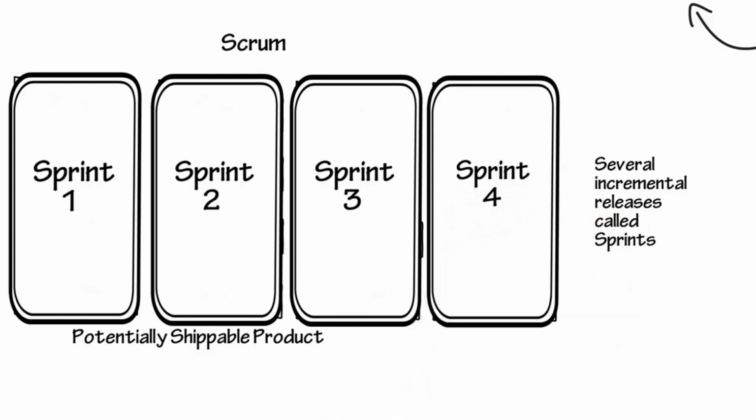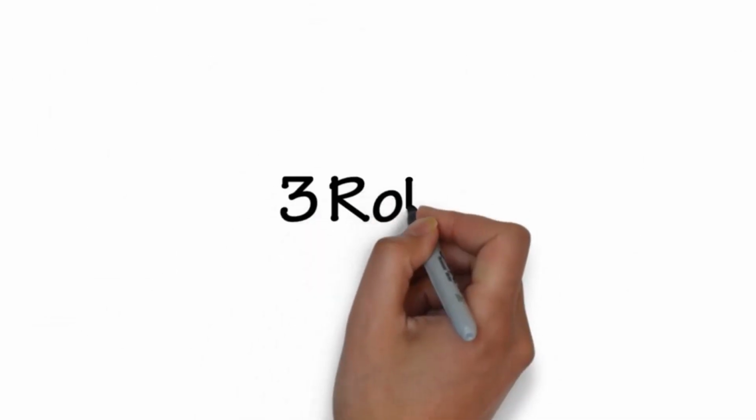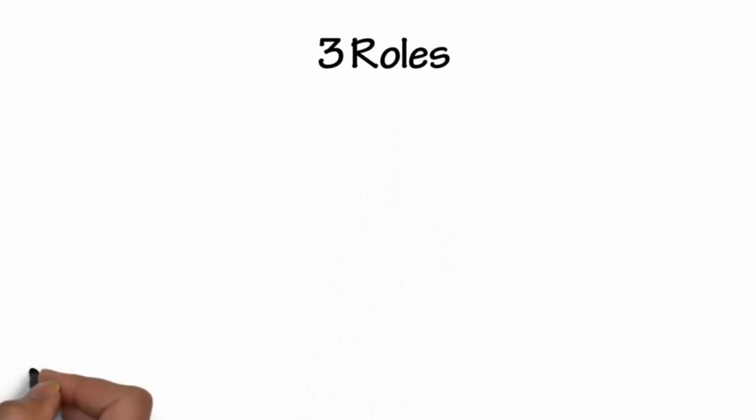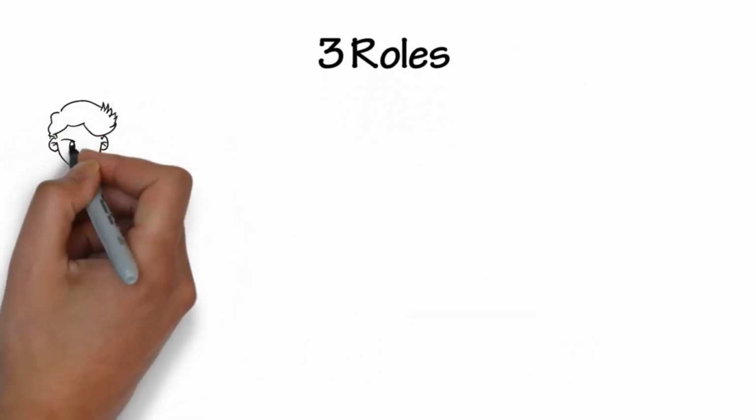In Scrum, there are 3 key roles that are needed for the framework to work well. First, the product owner. This is the person responsible for defining the features that are needed in the product. The product owner has the bright ideas that turn into products.